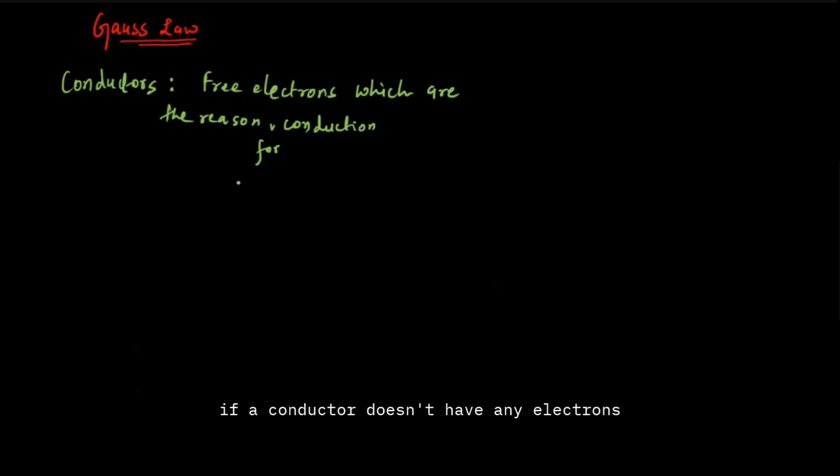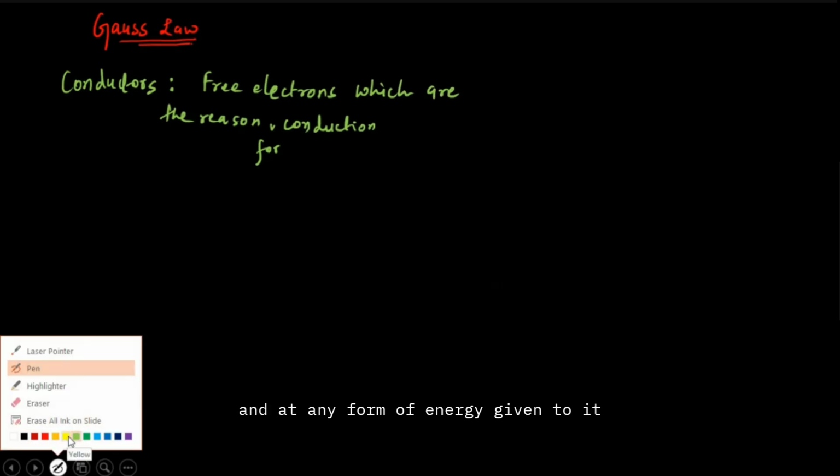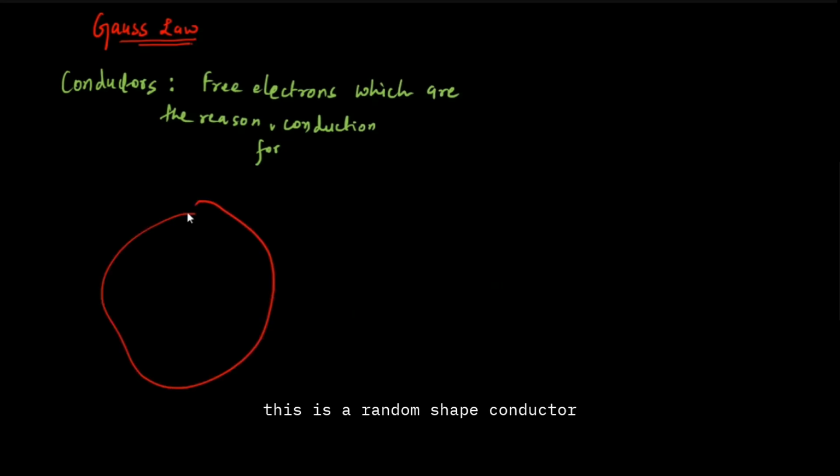If a conductor doesn't have any free electrons, it won't be able to conduct. And that's what makes insulators: no free electrons. Electrons are bound in such a way that they cannot move at any form of energy given to them. So suppose this is a conductor, a random shaped conductor.